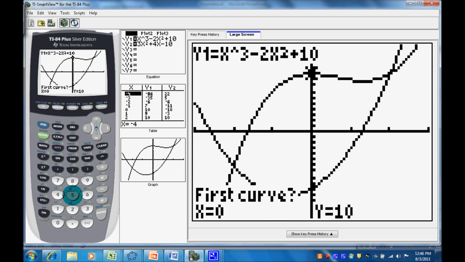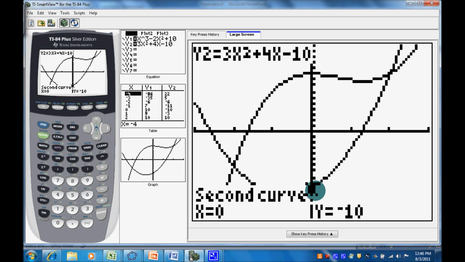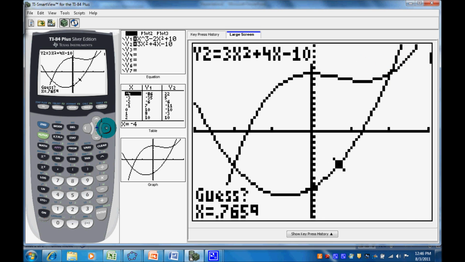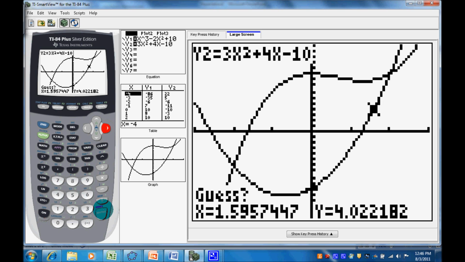Then our calculator will prompt us for the first curve. We make sure we're on one of the curves. Doesn't matter which one. We hit enter. And then we have to make sure we switch to the other curve. Hit enter. And then it says guess. So we move really close to the intersection point. I'm going to find this one over here. So I'm going to move close to the intersection point, and then I hit enter.